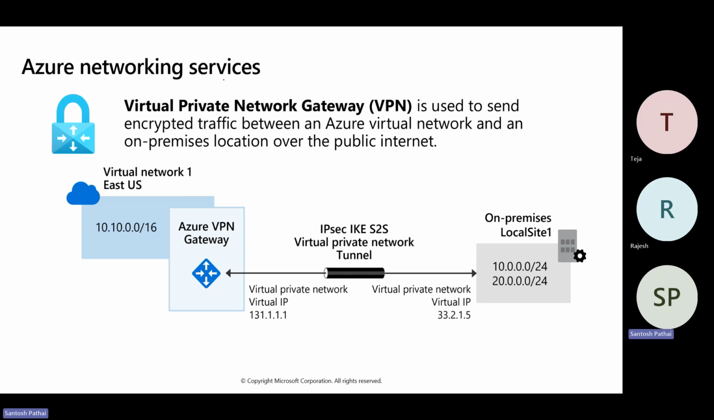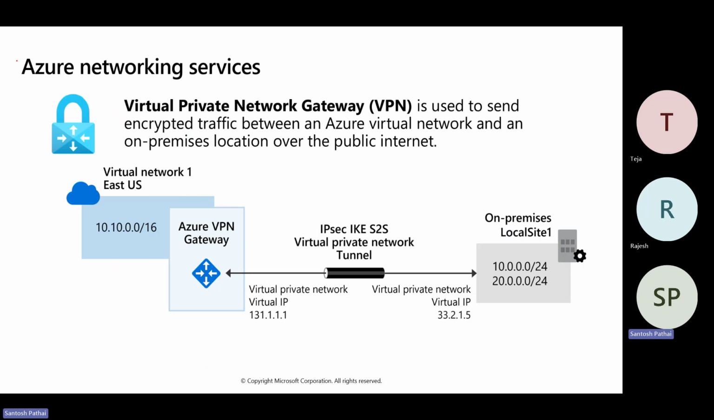Also, if you want to communicate over the internet, let's say you have created and deployed a virtual machine which is a web server, and you want to communicate on the internet, you require a virtual network. Or if you have created multiple virtual machines and they should communicate with each other, you require virtual networking. The first component of networking is the VPN gateway, which helps you send encrypted traffic between an Azure Virtual Network and your on-premise location over the public internet.